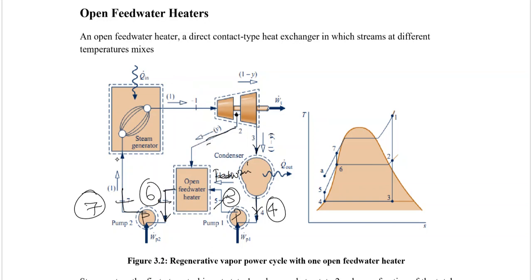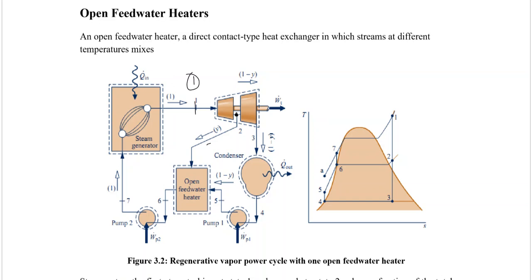Let me do it again, so that it's a little bit more easy to understand. At the inlet of the turbine, we have steam. The steam is expanded in the first stage of this turbine. Some of the steam is bled out at state number 2, and it is directed to the open feed water heater. The rest of the steam is expanded to the second stage, and it exits the second stage of the turbine at state number 3.